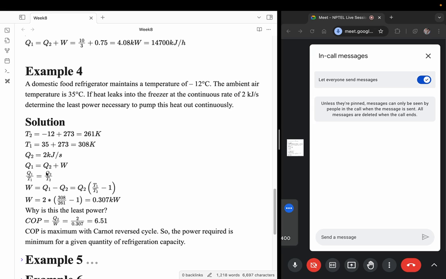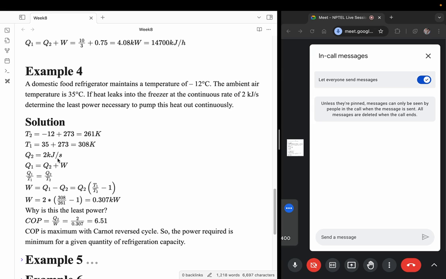So here, let's say T1 is a higher temperature, that is 35 Celsius, and T2 is a lower temperature, minus 12 Celsius. Now Q2 is the heat that is being taken from the freezer. So there is a leak into the freezer. I have to remove this heat from the freezer, otherwise the freezer temperature will increase. So this is basically Q2. Why am I calling it Q2? Because you are taking heat from T2.